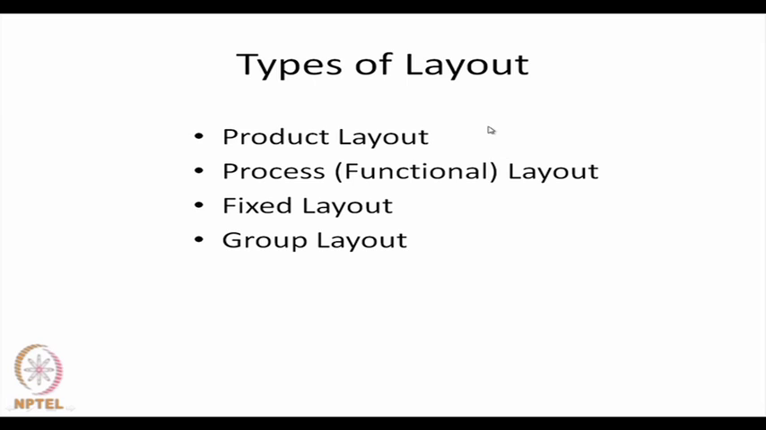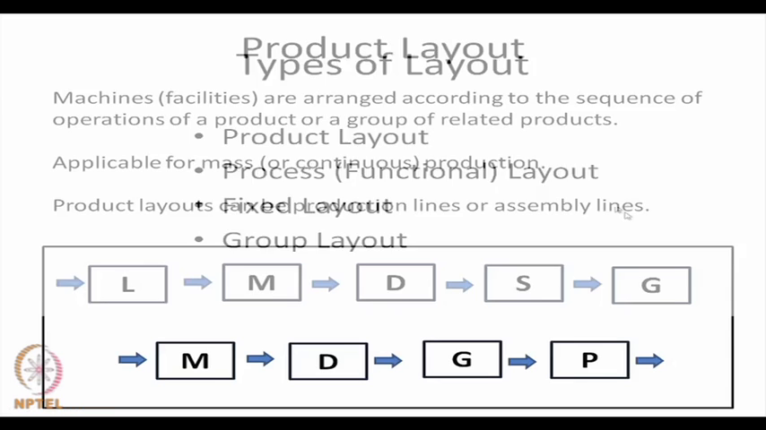There are different types of layout. We have grouped here 4. We have already given an idea about what a product focused system is, and that calls for a product layout, and a process focused system goes for a process layout. Apart from these two, there are 2 other layouts, fixed layout and group layout. Let us see what they mean.